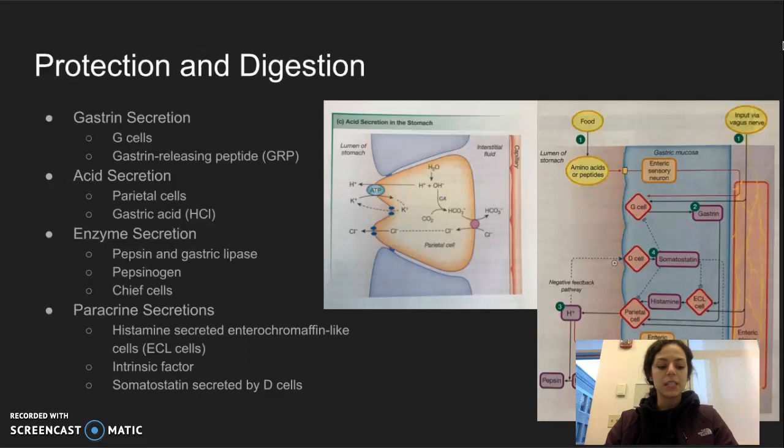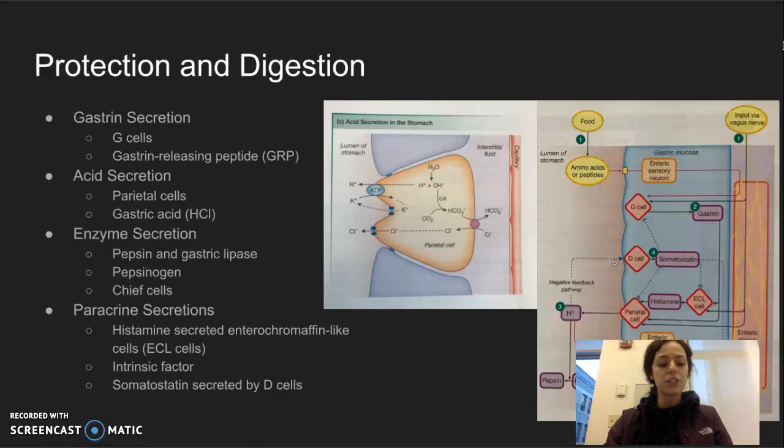HCl also denatures proteins by breaking disulfide and hydrogen bonds that hold the protein in its tertiary structure. And then unfolding this protein chain makes the peptide bonds between amino acids more accessible to digestion by pepsin. Gastric acid also helps to kill bacteria and other ingested microorganisms, and it also inactivates salivary amylase, which stops carbohydrate digestion that began in the mouth.